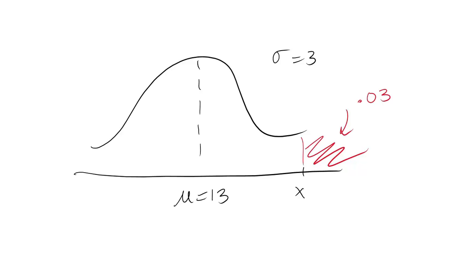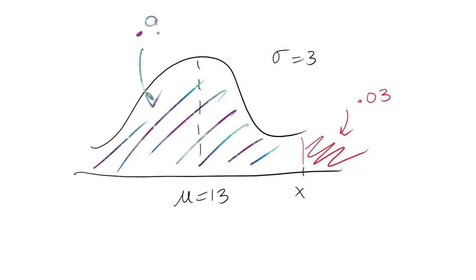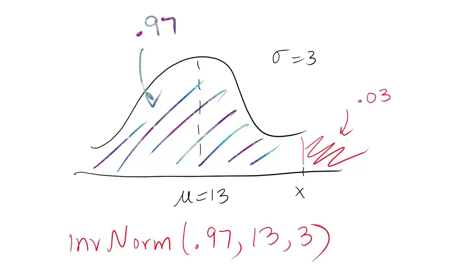The problem is that inverse norm wants to know the area to the left of your bound. So this minimum number for the top 3% actually divides off the bottom 97% from it. The area to the left is 0.97, and that's what the calculator needs to know. When you go to inverse norm, you always want to input the area to the left of your bound, 0.97, then the mean, then the standard deviation. The calculator is going to give us the bound, the value of x, that divides the bottom 97% from the top 3%.